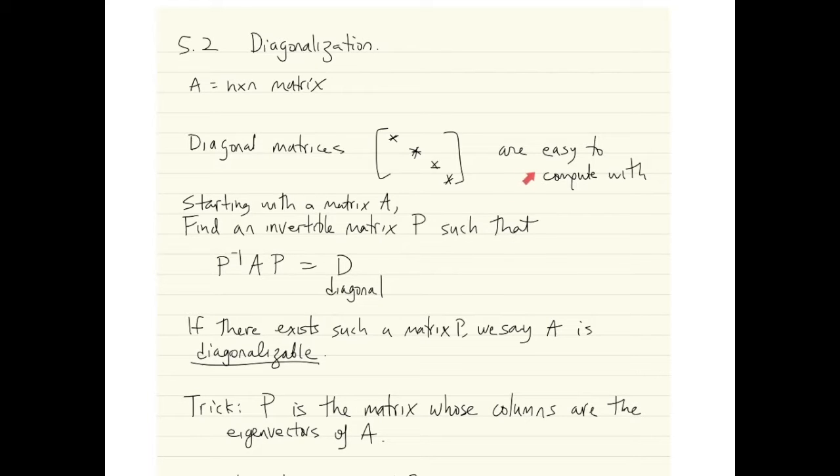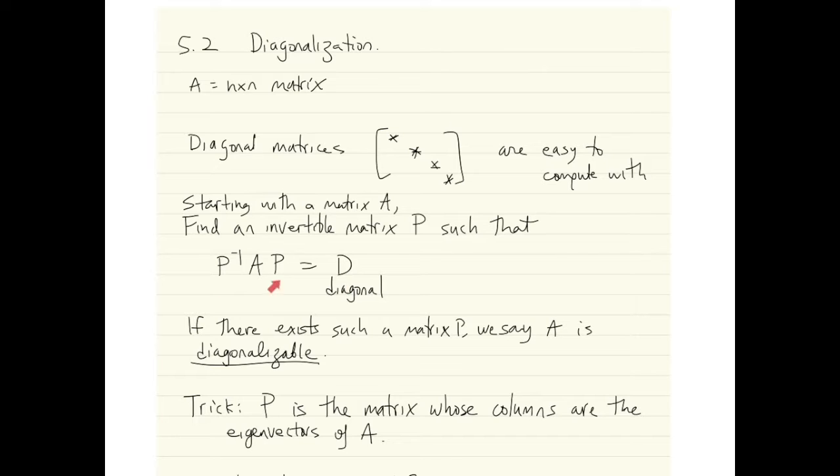One is that they're easy to compute with, and in particular easy to multiply with. If you multiply two diagonal matrices, their respective entries just multiply. Anyway, starting with the matrix A, in this section we're going to find an invertible matrix P, if we can, such that P inverse times A times P is a diagonal matrix.